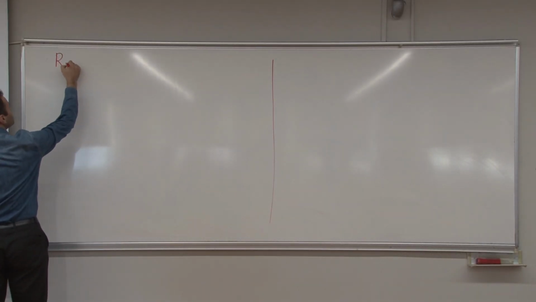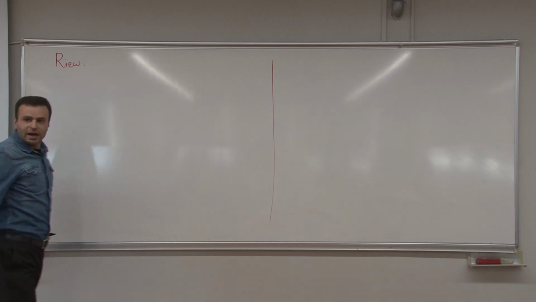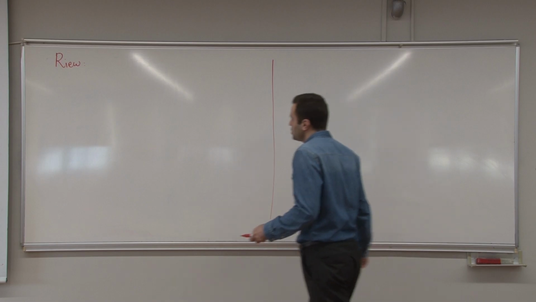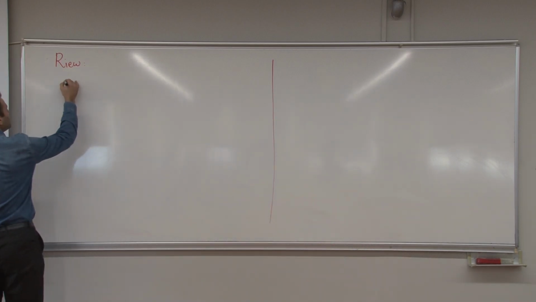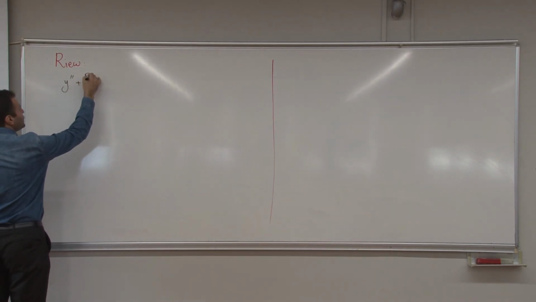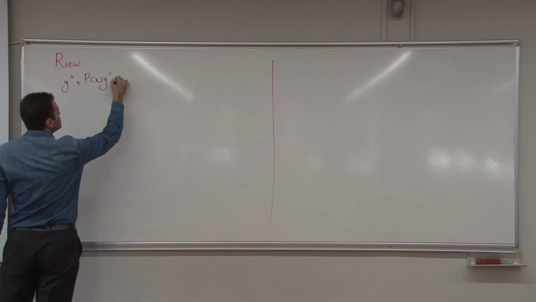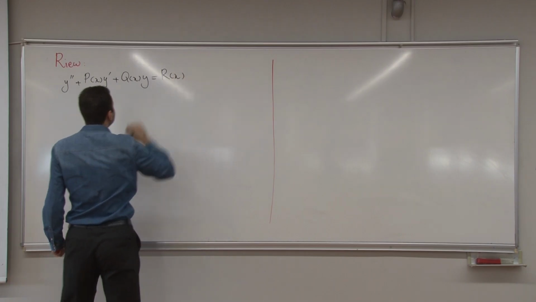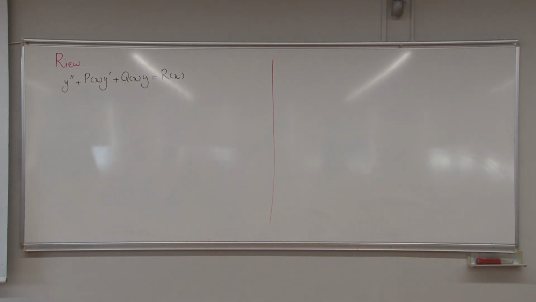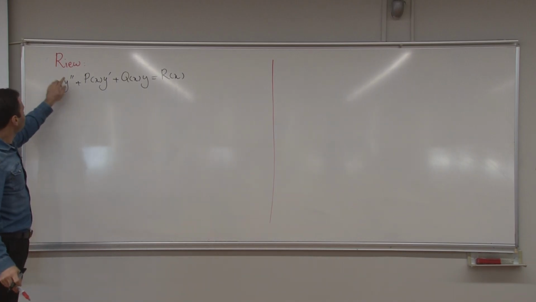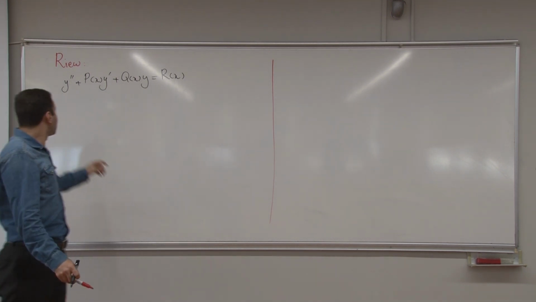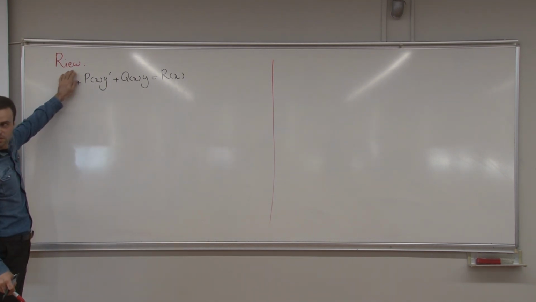Let's have a review of what we had last week about second order linear differential equations. As you may remember, the general form of a second order linear differential equation looks something like this. And we always try to keep the coefficient of y double prime equal to 1, to make sure that we have a y double prime, so it is not going to be 0.